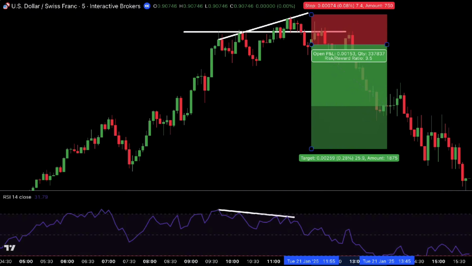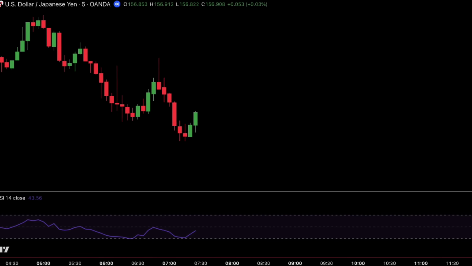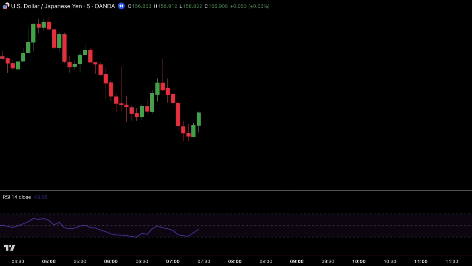So far, we've seen how powerful the combination of RSI divergence and liquidity sweep can be. But no strategy is perfect, and sometimes even the best setups fail. Let's look at an example of a failed trade on the 5-minute chart, and I'll show you exactly why it failed and how to avoid making the same mistake.